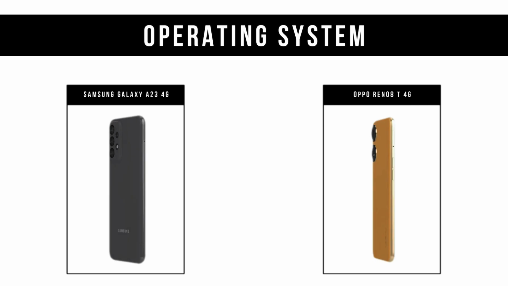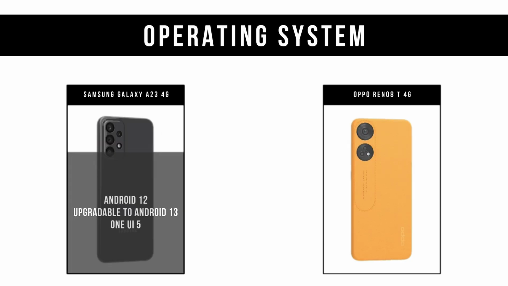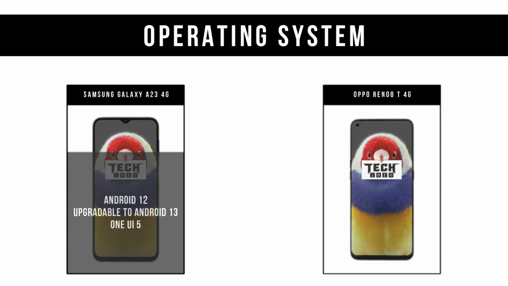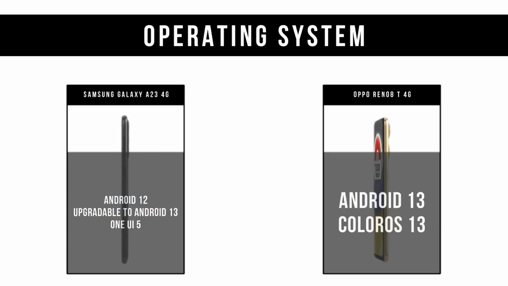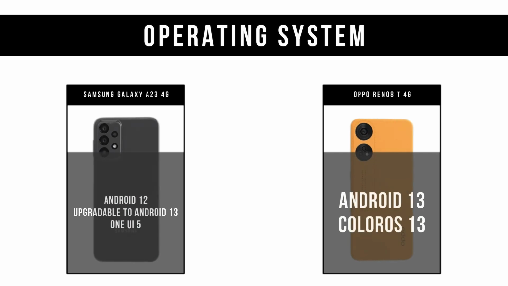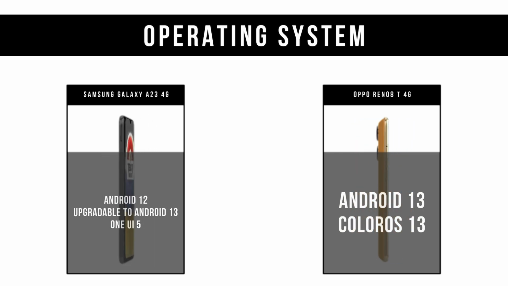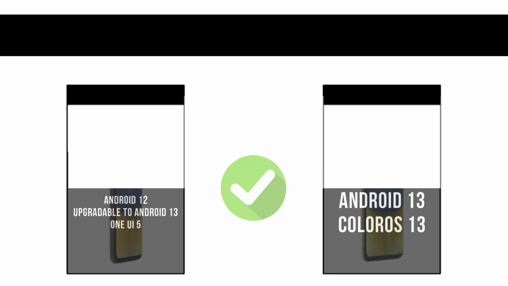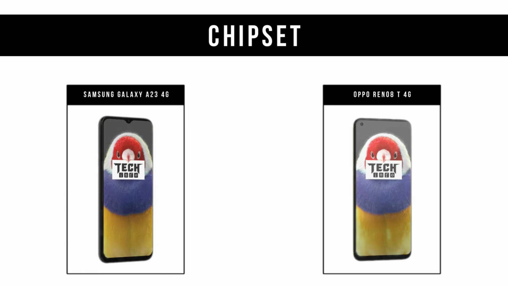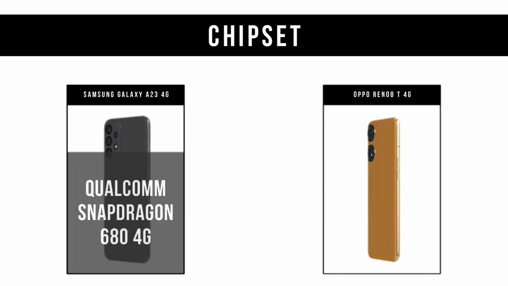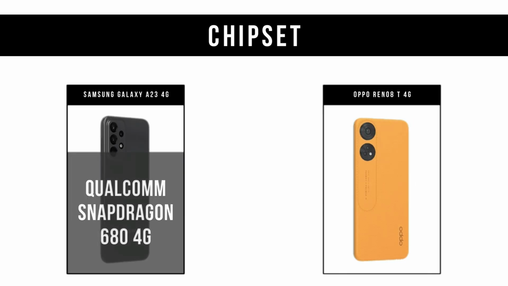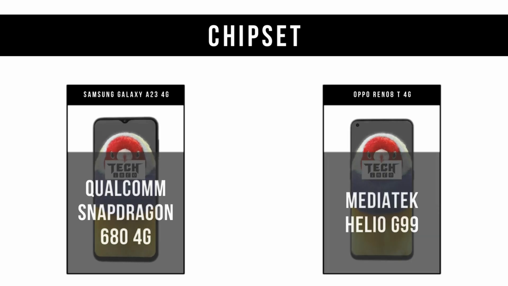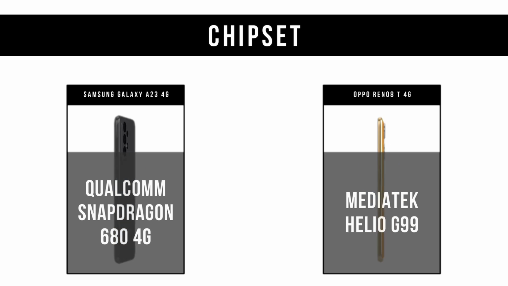Operating system. Samsung Galaxy A23 4G is Android 12, upgradable to Android 13, One UI 5. Oppo Reno8 4G is Android 13, ColorOS 13. Chipset. Samsung Galaxy A23 4G is Qualcomm Snapdragon 680 4G. Oppo Reno8 4G is MediaTek Helio G99.